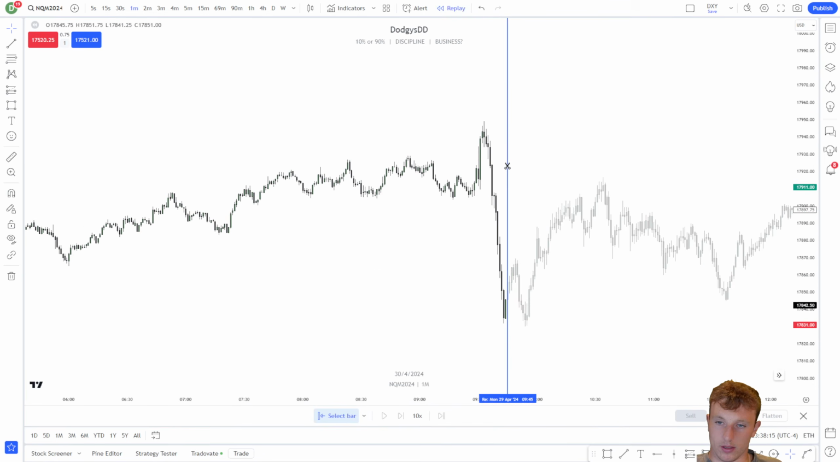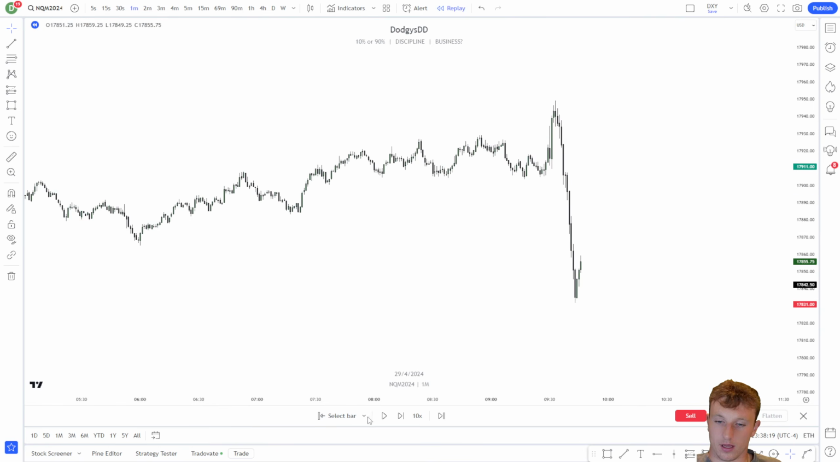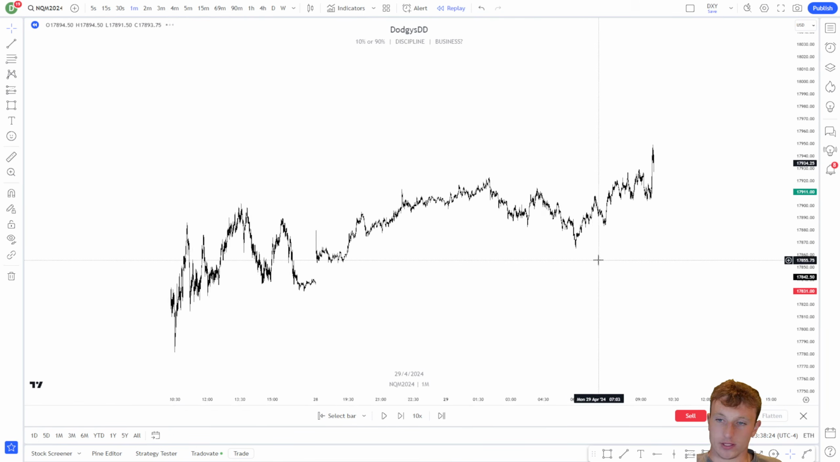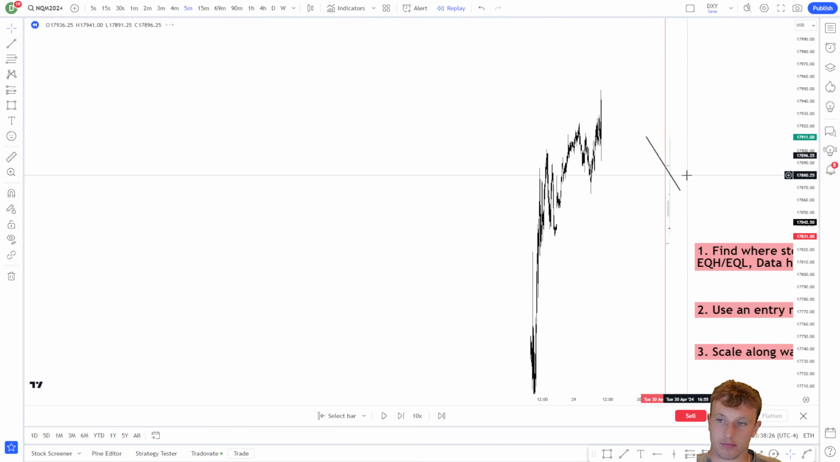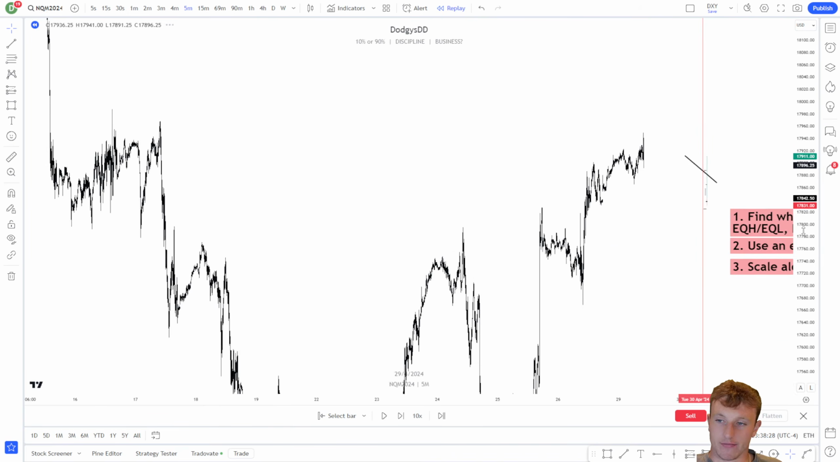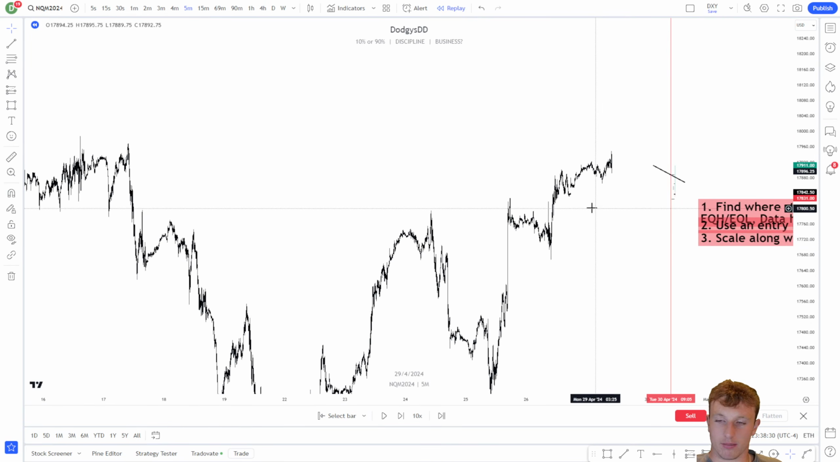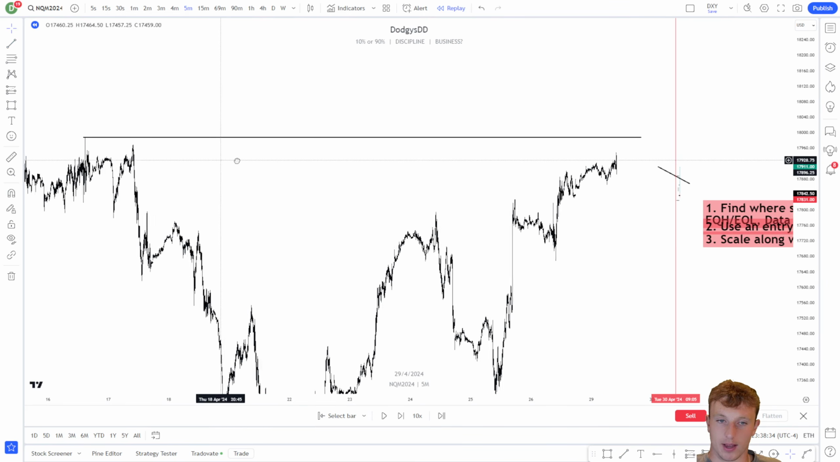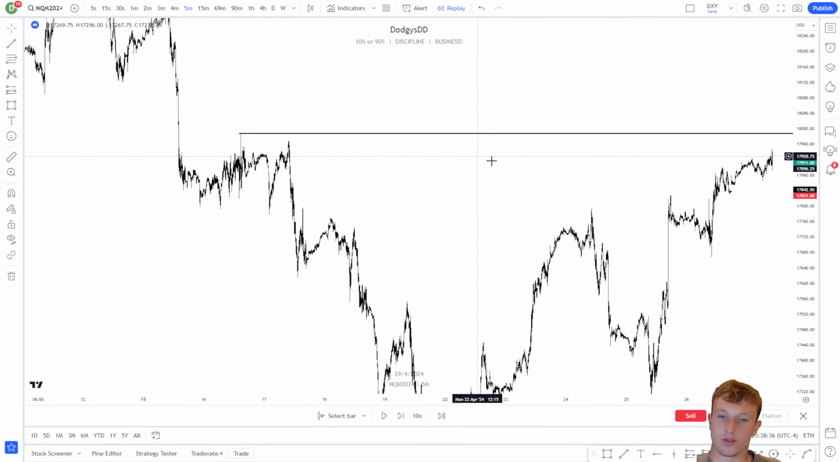So Monday, come to the market, and let's just go back a little bit. I was actually bullish here, believe it or not. To me, the 5-minute seemed like a market maker buy model here. So I kind of thought the draw on liquidity was going to be this high. So I come in bullish here.